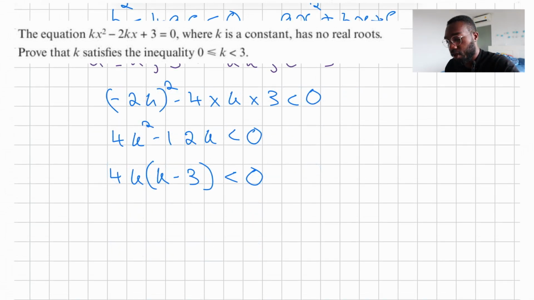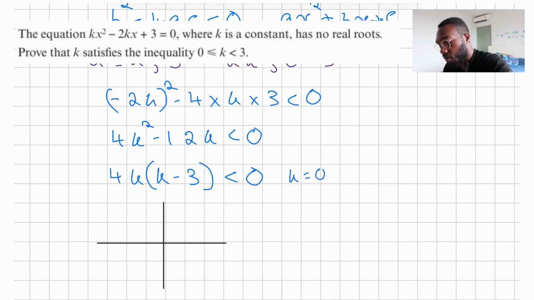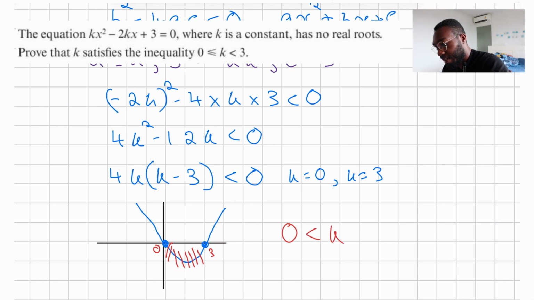So at this stage, if we draw our graph, okay, therefore we know that if we have 4k and k minus 3, that means that k must be equal to 0 and k must be equal to 3. So we would have points at 0 here and at 3 here. And for 4k squared minus 12k, that would be positive. So again, it would be a U shape like this, and it goes through 0 and 3. And we want less than 0, so it would be these values here, which gives us 0 is less than k, which is less than 3.